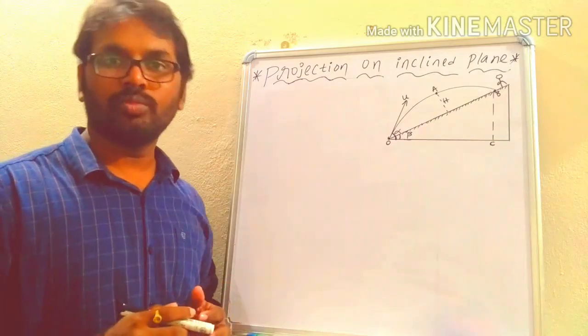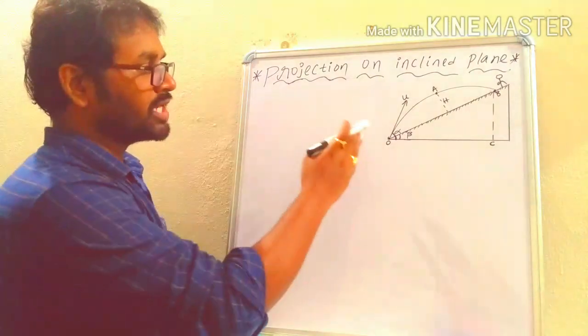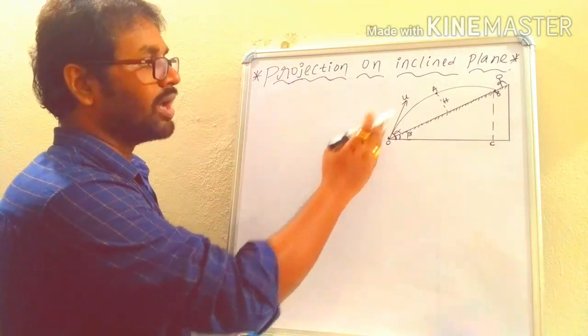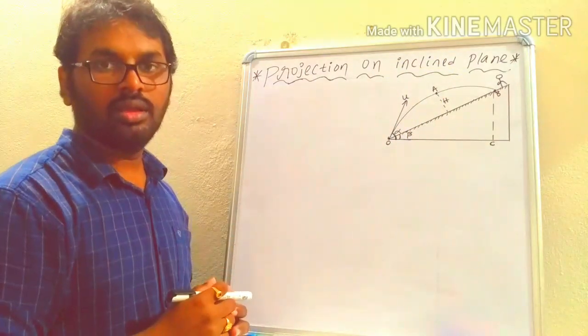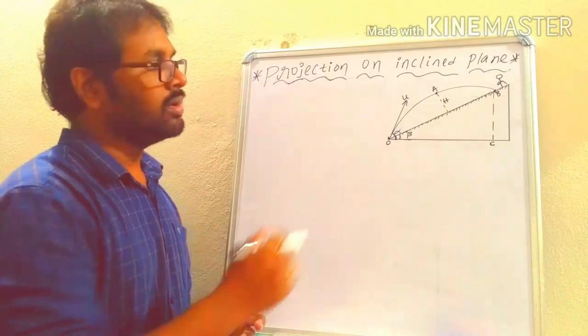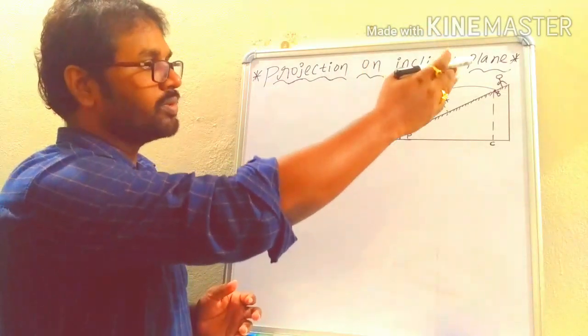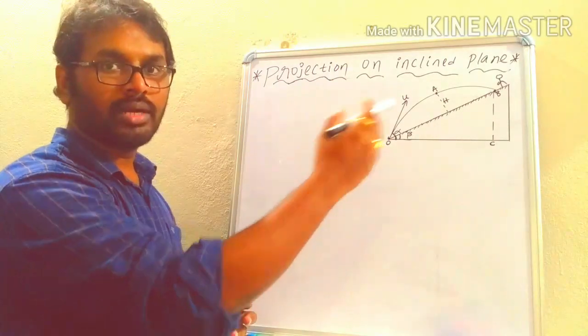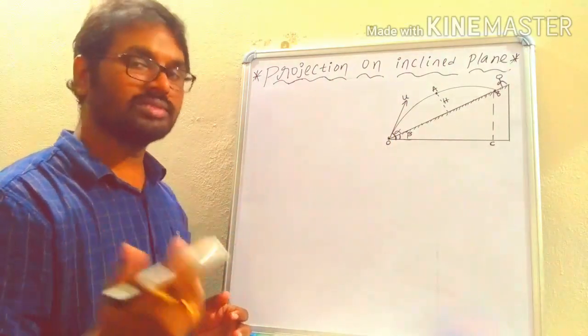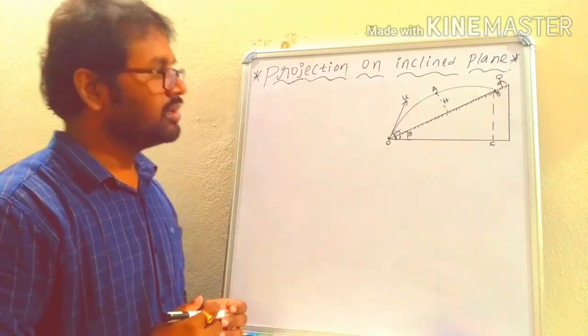There are two parts. In the first case, the projection is taken along the plane in the upward direction. In the second case, the particle is projected from the top, where the projectile comes along the plane but in the downward direction. That we can see in the next part.